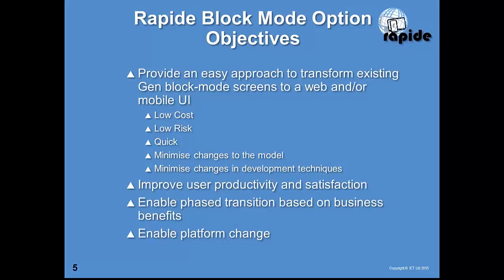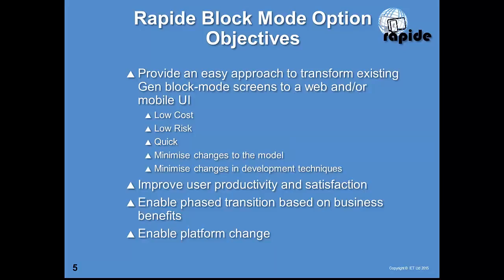So those were the reasons why we decided to take a fresh look at what could be done to help block mode applications move to the web, and we looked again at what are the difficulties, what do we need to support, and the objectives we set ourselves with the Rapide Block Mode option were to provide an easy approach to transform existing Gen block mode screens to a web or even a mobile user interface, whilst providing a very low cost, low risk, fast transformation with minimal changes to the model and also minimal changes to the way that you currently develop your applications.